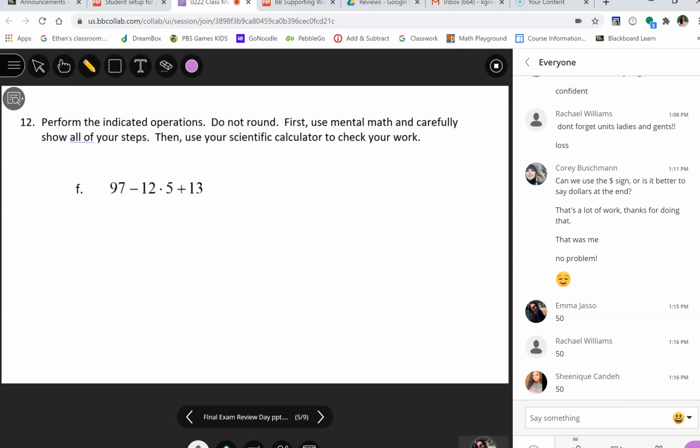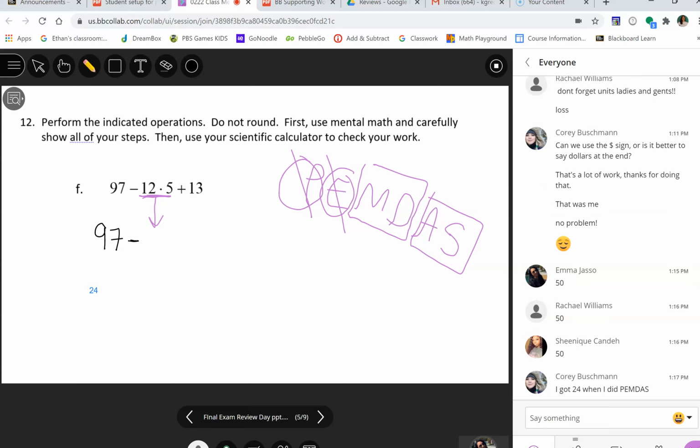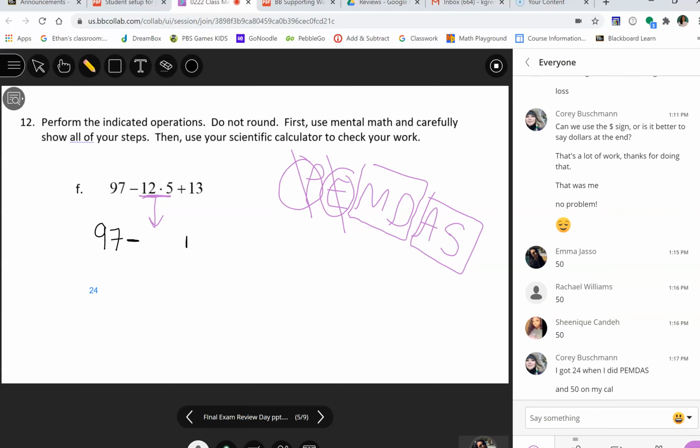I like to write my PEMDAS down on the side as my checklist. There weren't any parentheses. There were not any exponents. But then I need to multiply or divide before I add or subtract. So there was multiplication involved here. So I need to rewrite 97. I have to rewrite the subtraction. I have to rewrite the addition because those come at the end. And then I have to put the 13.